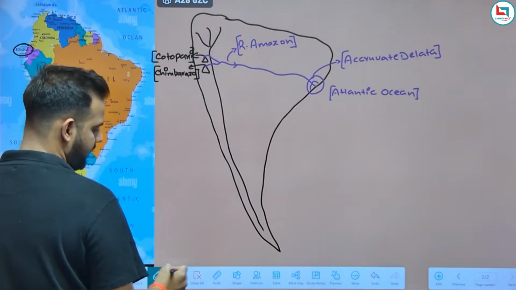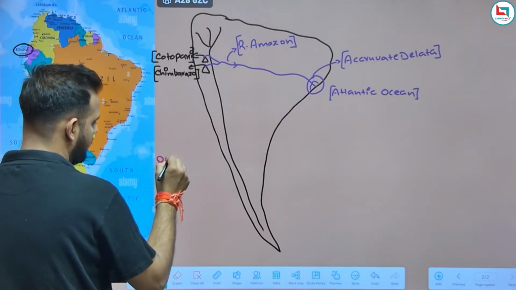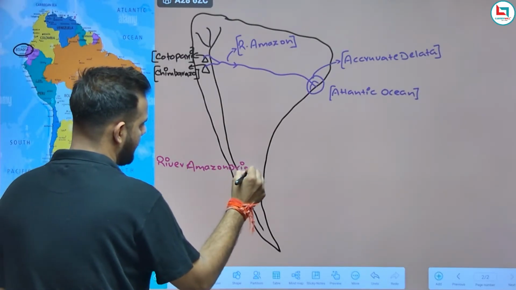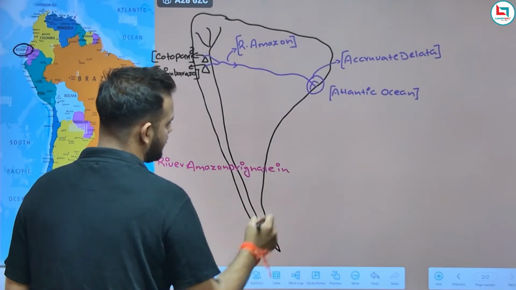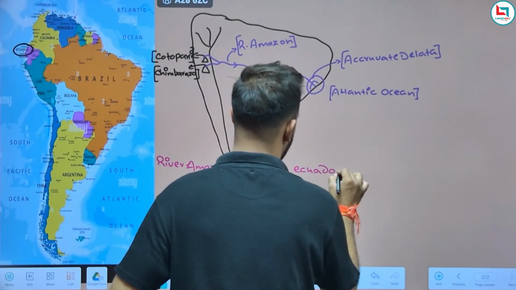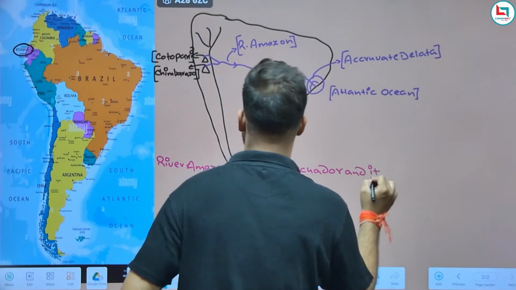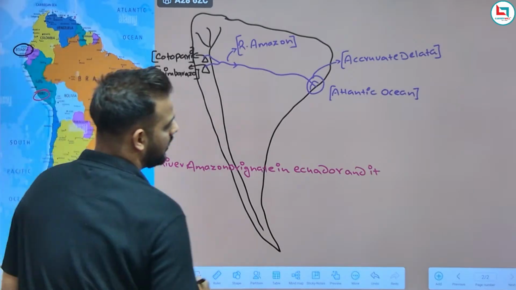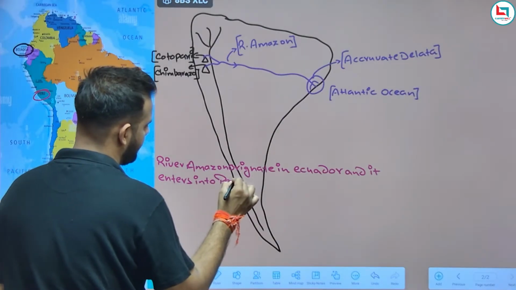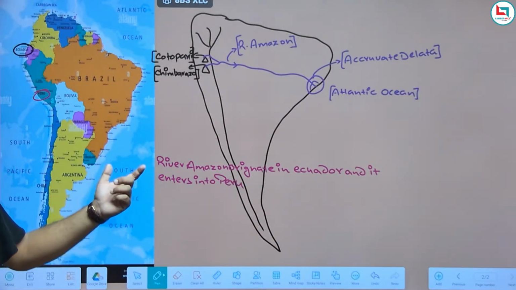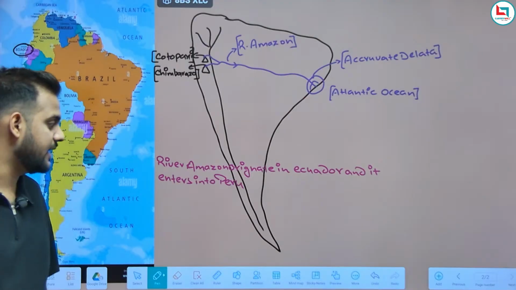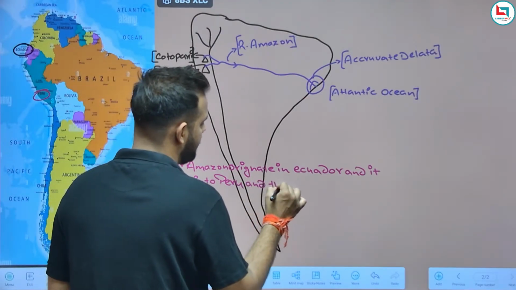Let me change the color. River Amazon originates in Ecuador. Here we have Ecuador, and it enters into Peru. Here we have Peru. River Amazon originates in Ecuador and it enters into Peru. And the majority of the drainage basin of Amazon is in Brazil.